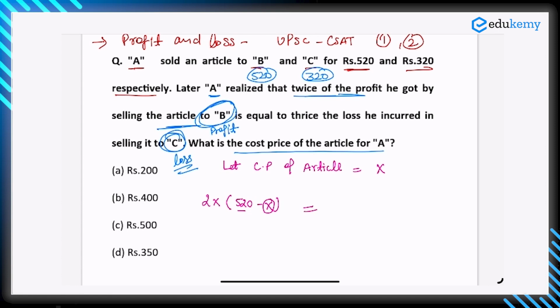In the second equation, it is equal to thrice the loss. Meaning when A sold to C, he is making a loss. Means thrice the loss. When will the loss happen? When the cost price X is more than the selling price. लॉस तभी होगा ना जब कोस्ट प्राइस सेलिंग प्राइस से ज्यादा होगा.